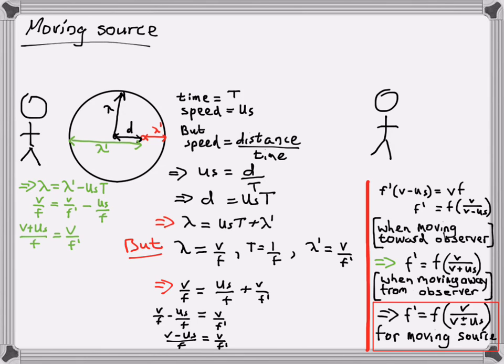So if the source is moving away from the observer, then f prime is going to be smaller than f. So you want f prime to be as small as possible. So when is f prime as small as possible? Well, it's when the denominator is as big as possible. So in that case, it'll be v plus us. So depending on the situation, you'll use either one of these forms of that formula.